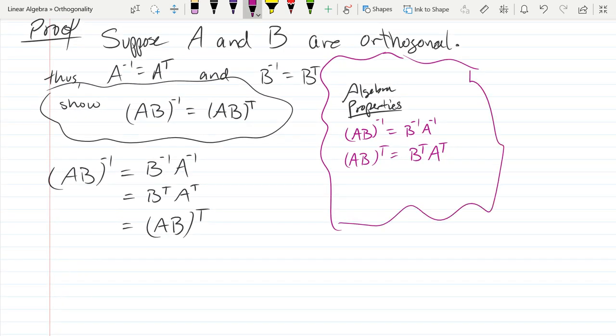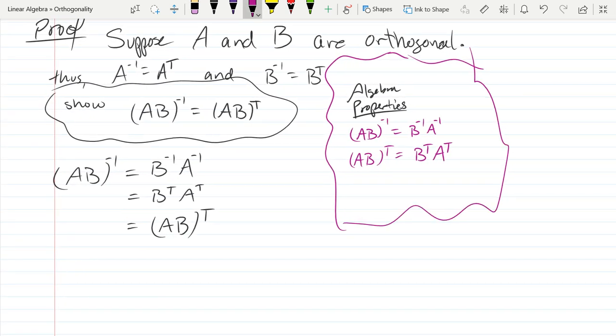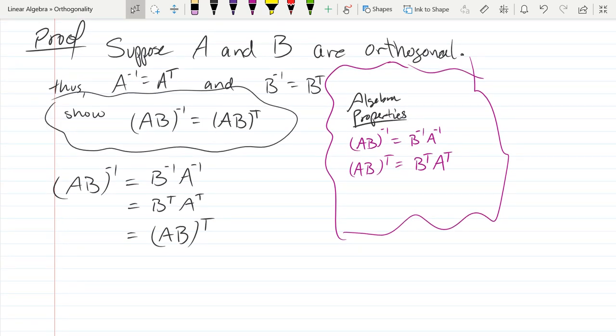There's other algebraic properties, but those are the only ones we needed for this proof right here. All right, so whenever I do a proof, I write down my hypothesis, what I'm supposing, and then I write down what I'm going to show, and I usually separate it with some type of circle or cloud or something like that, and then do the algebra I need to work from my assumption to the conclusion.